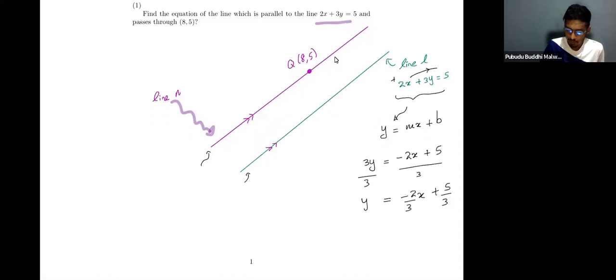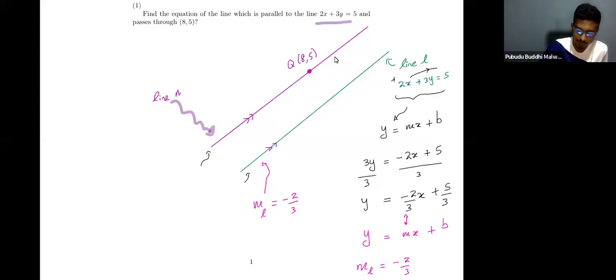Now, we found the slope of line L, because we can compare these two. m equals minus 2 over 3. Let's say mL, slope of line L. But line N is parallel to line L. Therefore, it's very obvious, both of these lines create the same angle with the x-axis. Right?